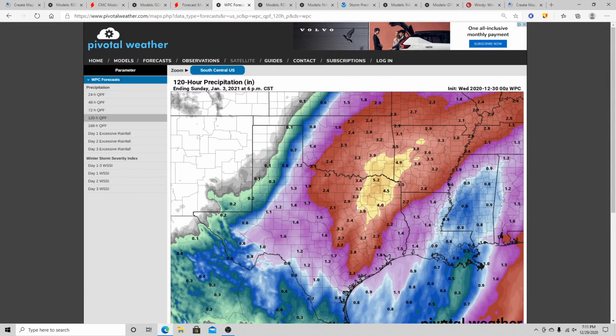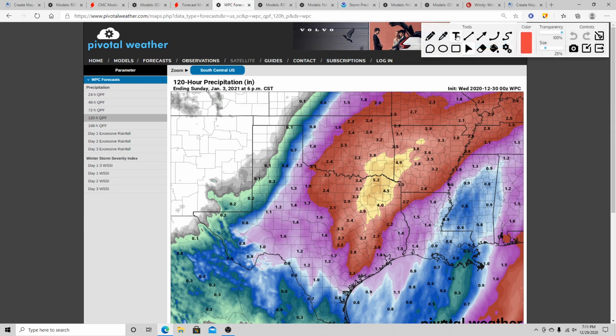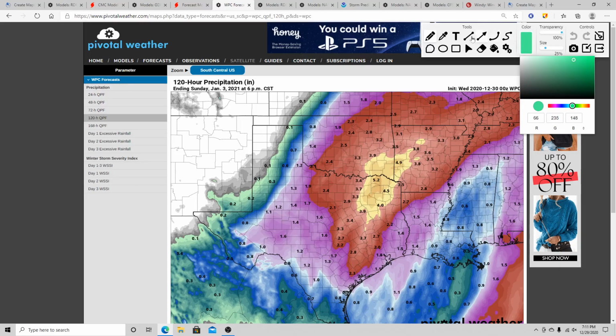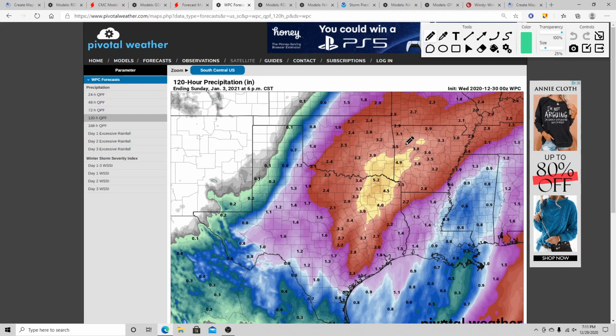And this is the Weather Prediction Center for the next 5 days. You can see where you can see rainfall amounts, in the yellows, that is 4 to 6 inches of rain. So that's a lot of rain for a short period of time. Let's get this going here with the pen. You can see here, rainfall amounts could be anywhere from 3 to maybe 5 inches, some isolated areas as well.